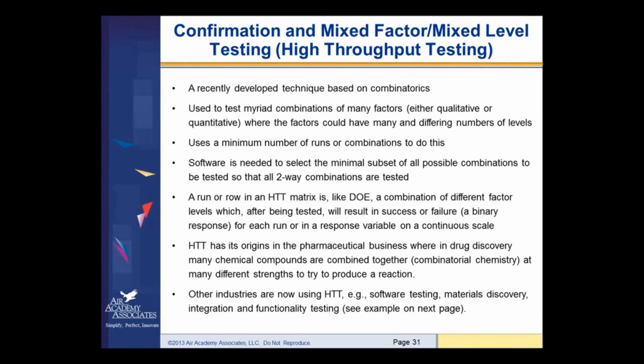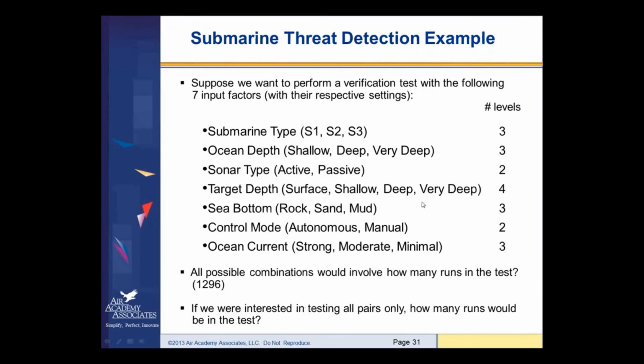So even though this is an outgrowth of the pharmaceutical business or combinatorial chemistry, we use it now heavily in software testing, materials discovery, integration, interoperability testing, functionality testing, system of systems testing. I think you can see this best by taking an example. Here's a simple submarine threat detection example where we have, I guess, 7 factors there, and in parentheses you see the number of levels. The number, or V levels, the number of levels are shown in the rightmost column.